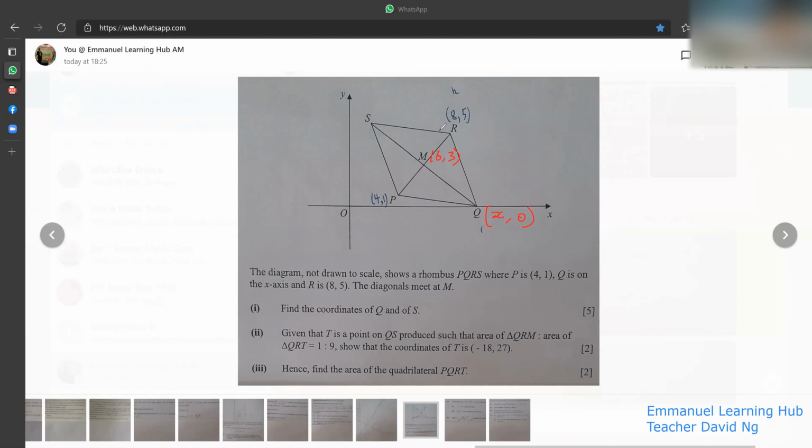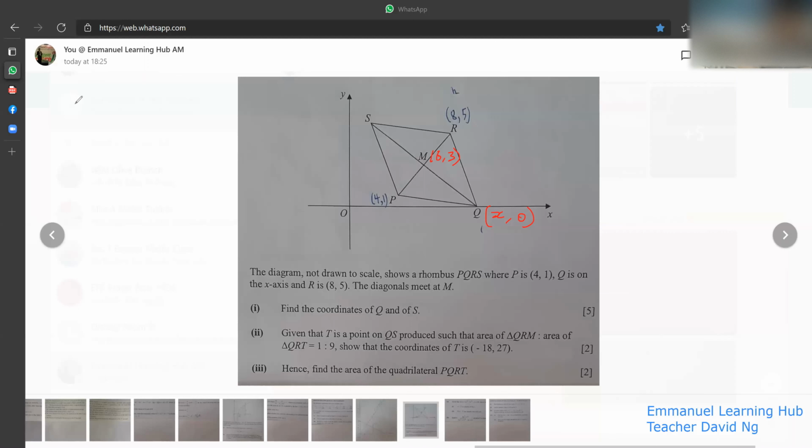Midpoint, 8 plus 4 divided by 2 is 6. 5 plus 1 divided by 2 is 3. So immediately you can find your midpoint. Then they are asking for Q and S, the coordinates for Q and S. So before you can find coordinates for Q and S, you already got coordinates for your M. So right now, you have to find the coordinates of Q. So you have to find the gradient of PR first.